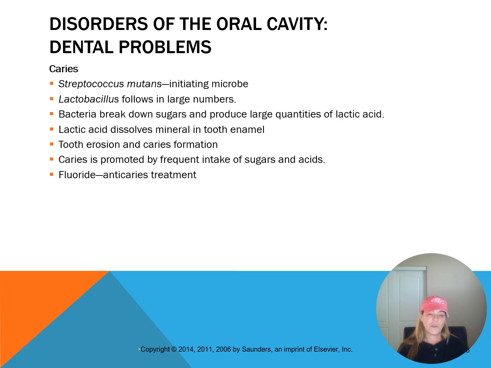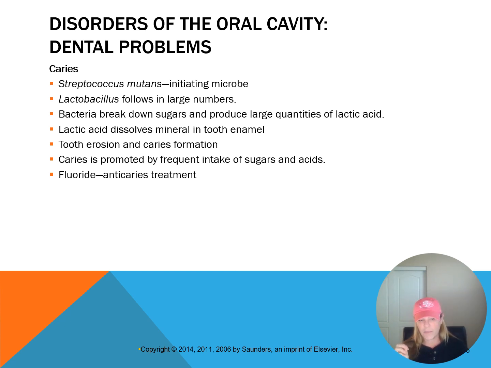Caries, so these are your cavities in your mouth. They are caused by different microbes or bacteria. The bacteria will break down sugars and produce large quantities of lactic acid, which will then dissolve the tooth enamel and cause tooth erosion. And then you can get cavities where it can communicate with the nerve, and if it affects the nerve, then you have to have a root canal. That's why it's important to brush your teeth, or even after you have something sugary, to make sure you either rinse your mouth or brush your teeth.